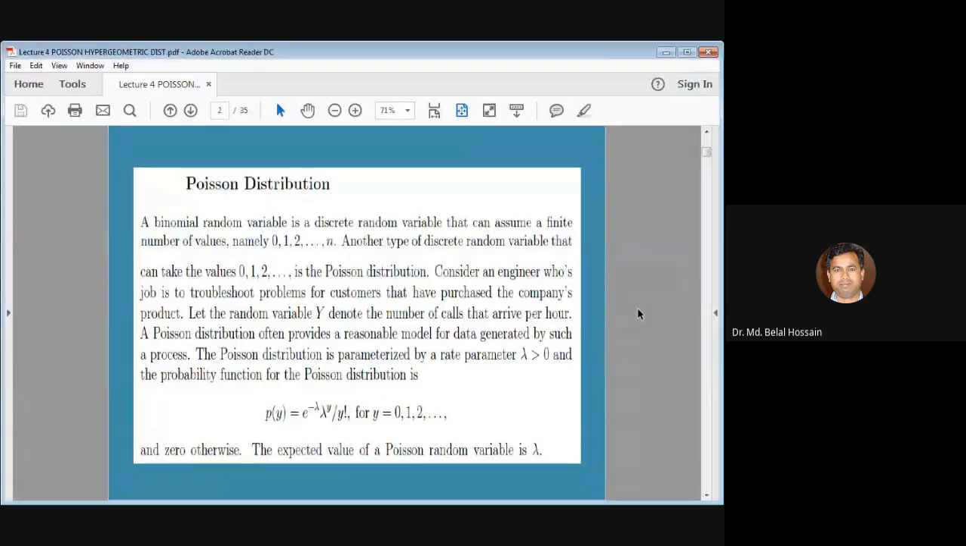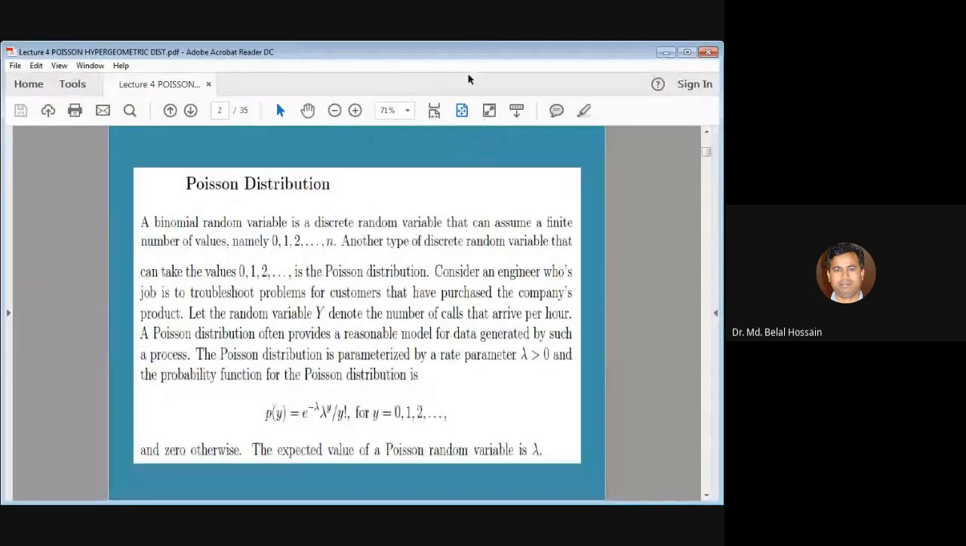So this is the Poisson distribution, after the binomial distribution we taught you yesterday. This is the second discrete distribution we have, the Poisson distribution. This is one distribution that happens when events occur instantaneously, potentially, in a given time interval.